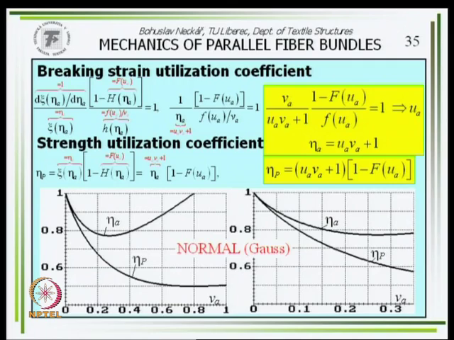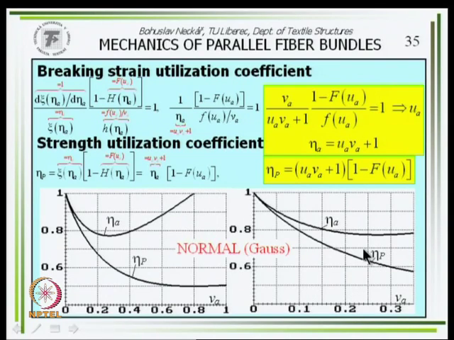The strength utilization coefficient, eta p, is permanently decreasing. It is over a very high interval of the coefficient of variation VA, going from 0 to 1. 1 is an absolutely unreal value, but it is only to understand the general trend. So it is decreasing, and the utilization coefficient of breaking strain is decreasing and then increasing for high values of the coefficient of variation. Nevertheless, in the real part, which is roughly up to 0.3, it is shown in more detail in the right-hand side picture.